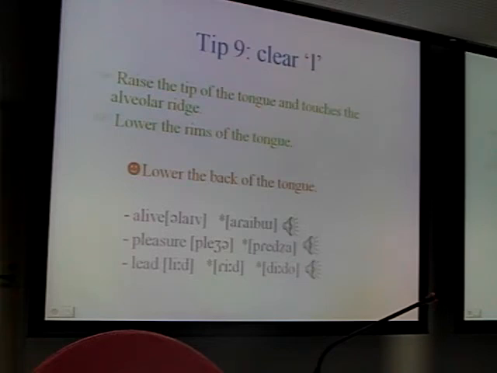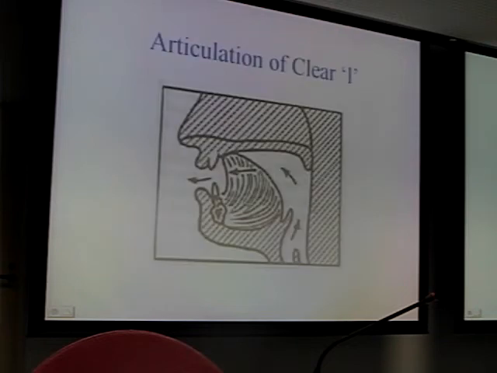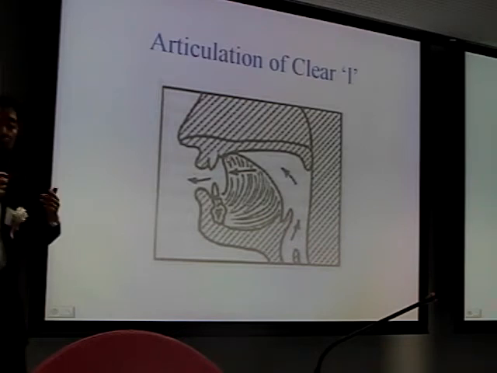So please, let's hear what Japanese speakers pronounce. Arai. Pleasure. Dido. So the tip of the tongue must contact the alveolar ridge. Okay, la la la. I think it is not difficult for you to produce la la la.